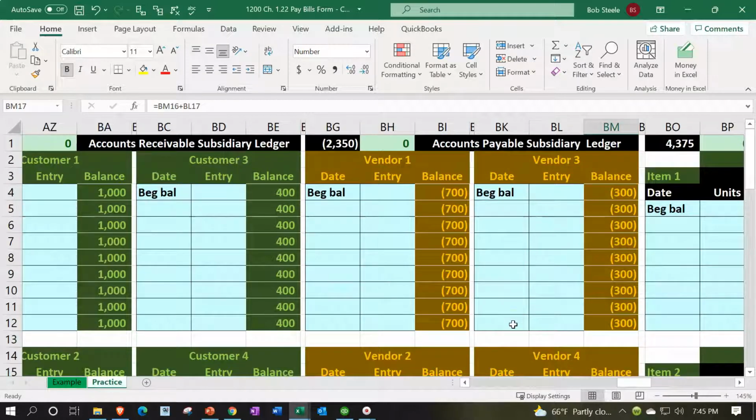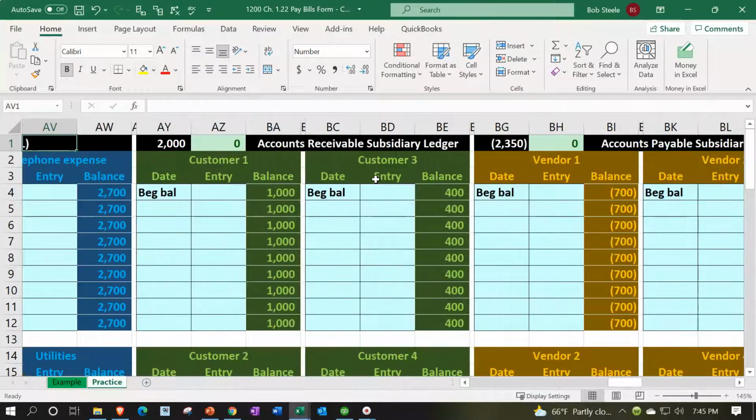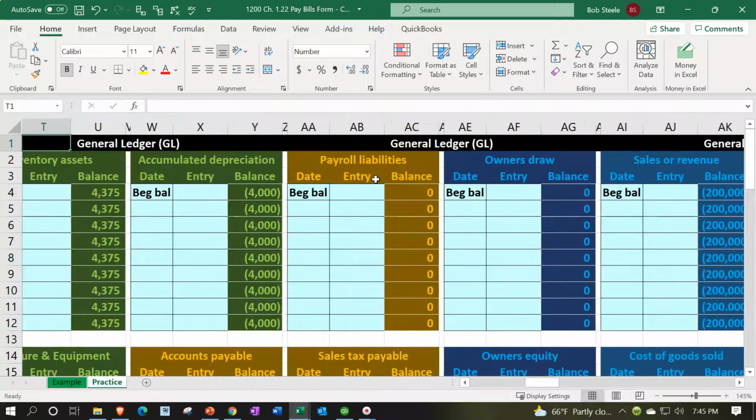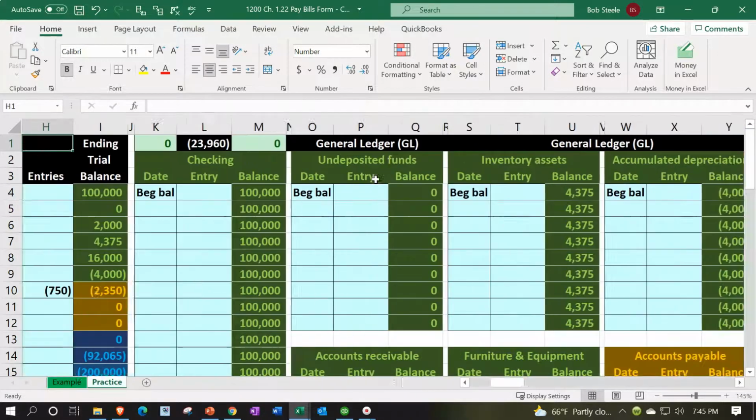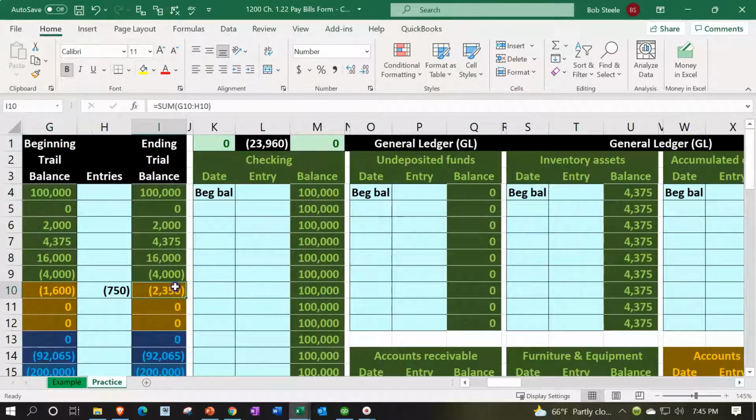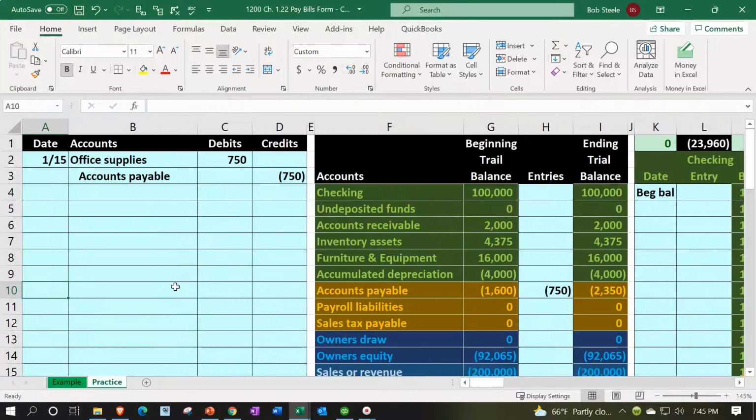If we add up all 4 vendors now, that adds up to this 2,350. We can see the 0 here indicating we're back in balance. That 2,350 should be what's in the GL, as well as what's on the trial balance. Over here, there's the 2,350 on the trial balance. Now let's assume on 120, we're going to pay that thing off this time.